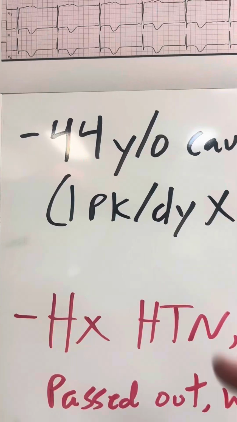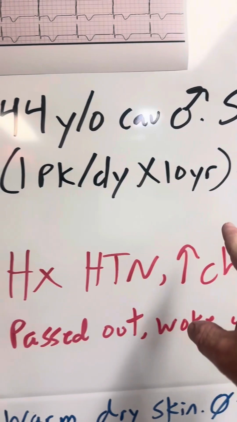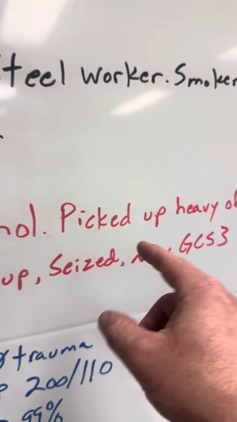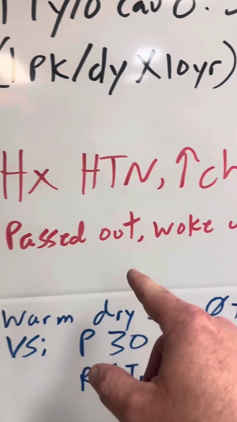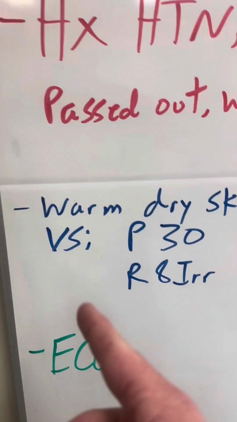So let's do that. We'll start with the patient. We have a 44-year-old Caucasian male steel worker. He's been a smoker for 10 years at a pack a day. History: hypertension, high cholesterol. Recent history, he picked up a heavy object at work, passed out, woke up, seized, and now he's unresponsive. Let's get to our exam.